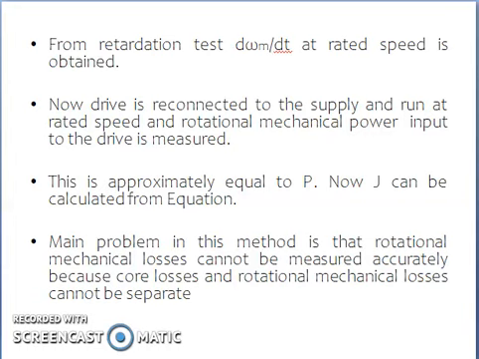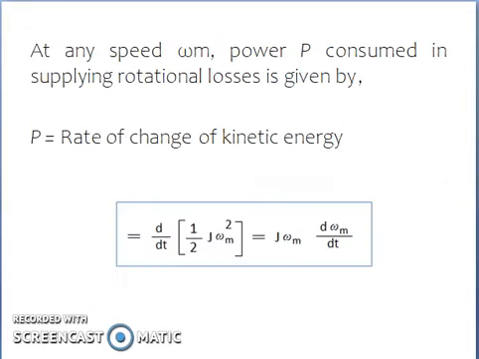From this retardation test, the d omega m by dt at rated speed is calculated. Now this drive is reconnected to supply and again it is made to run at rated speed. During this time, rotational mechanical power input to the drive is calculated. Now this is approximately equal to P, whatever we have calculated earlier. Now using the previous equation, the J can be calculated. J stands for the moment of inertia.